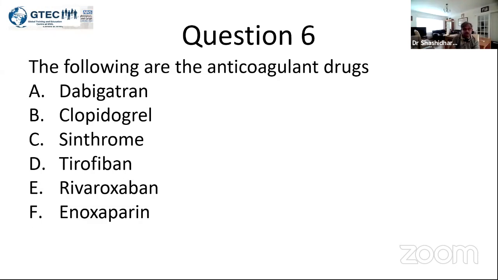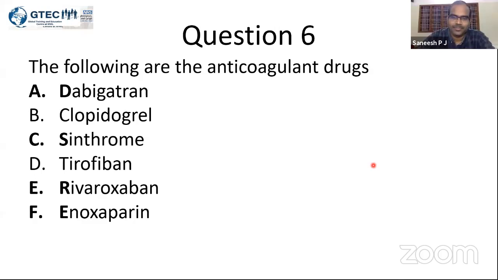Right, so dabigatran is an anticoagulant. It's a direct thrombin inhibitor. Sintrom is an anticoagulant similar to warfarin. It's a vitamin K oral antagonist. Rivaroxaban is one of the new factor Xa inhibitors. Enoxaparin, Clexane, is a low molecular weight heparin. Clopidogrel and tirofiban are antiplatelet agents. They are not anticoagulants.